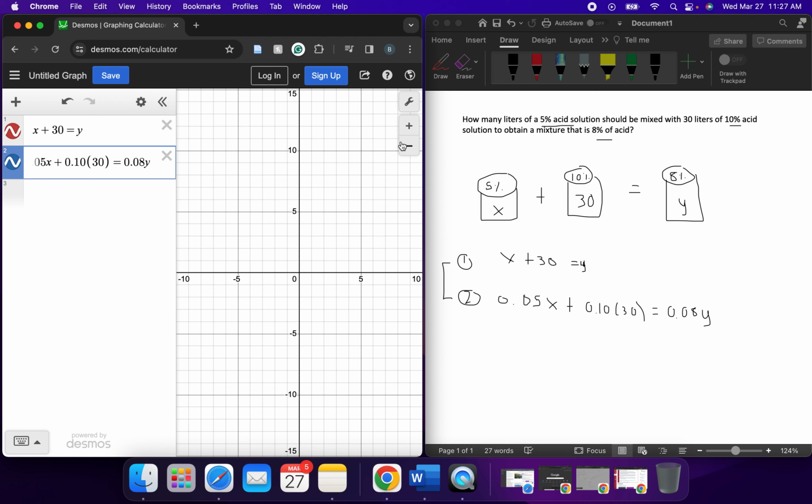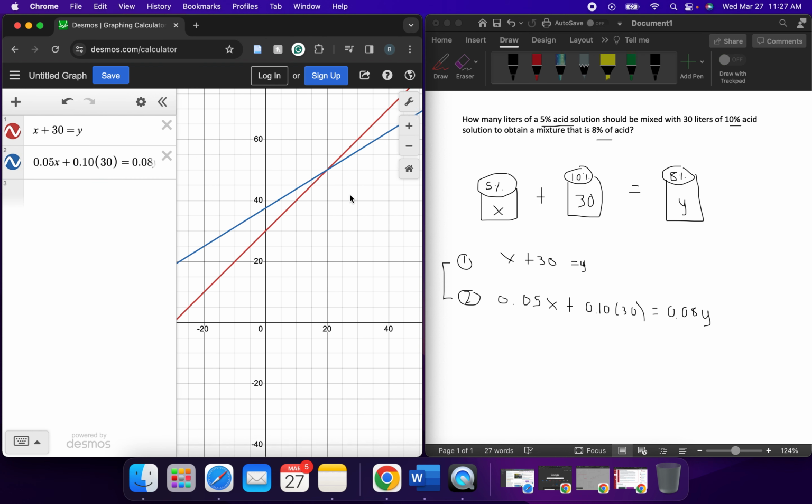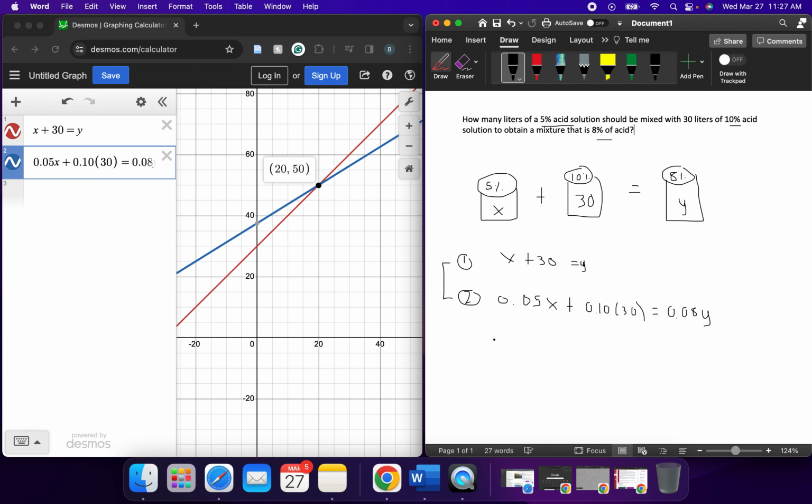And then what you're going to want to do is zoom out until you see where the lines cross. You could see right here is where the lines will cross. And this will tell you your x value and your y value. So in this one, the 20, 50 means that x equals 20 and y equals 50.